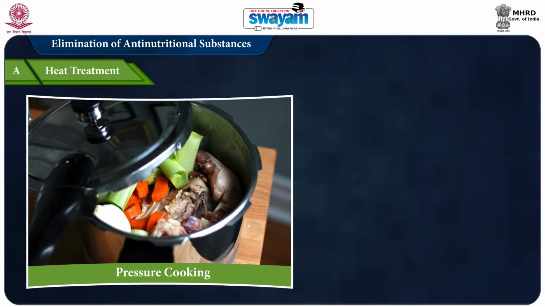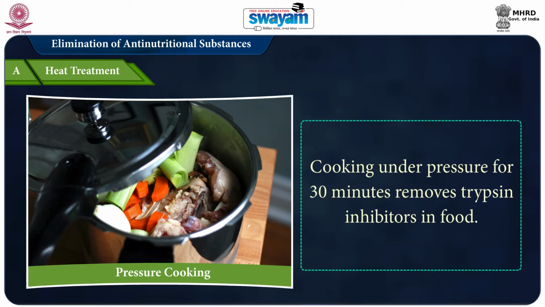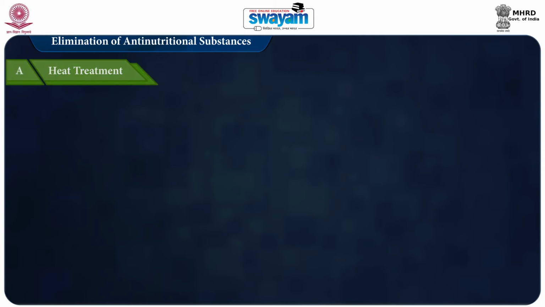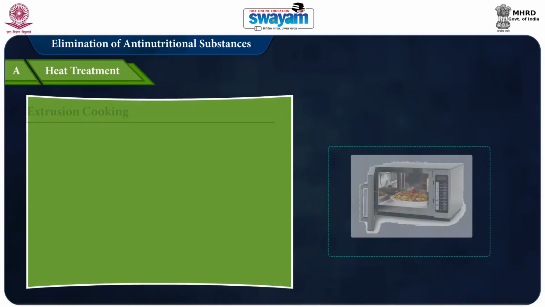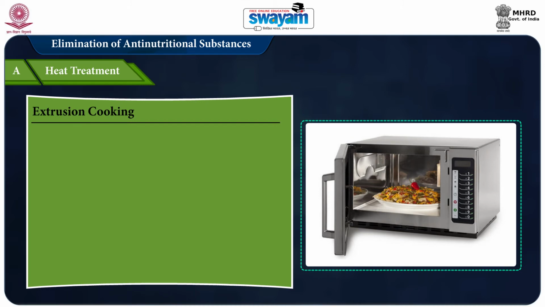Now, simple pressure cooking, that is pressure cooking under pressure for 30 minutes, is known to remove trypsin inhibitors in food. Then microwave treatment. Microwave ovens use a frequency of 2.45 GHz and a wavelength of 12.2 centimeters for 10 minutes in order to eliminate the trypsin inhibitor and the hemagglutinating activity in food. Now, extrusion cooking is also used to eliminate the anti-nutrient factors in foods.